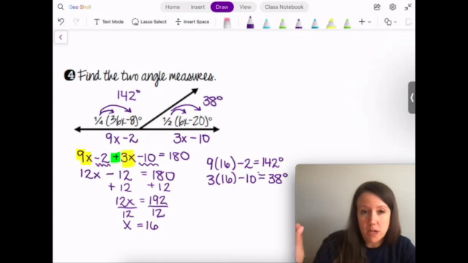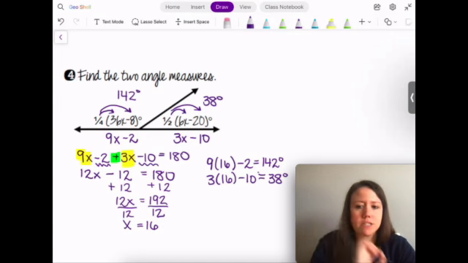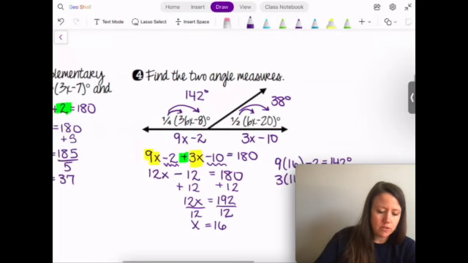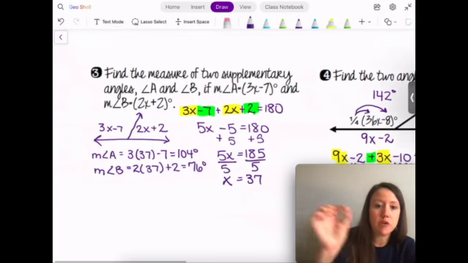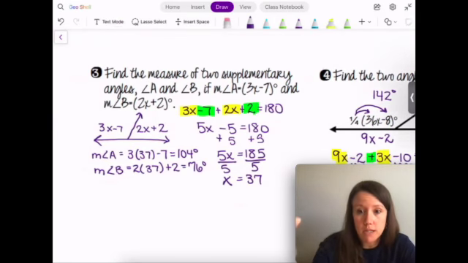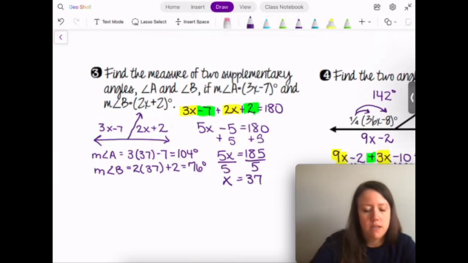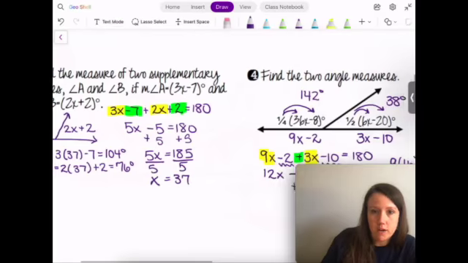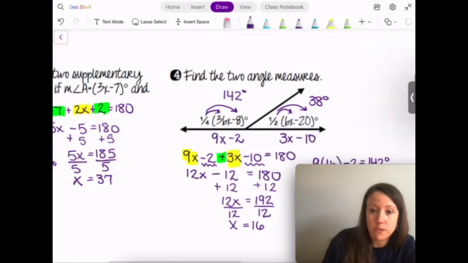One last thing before I end the video. Remember, just simply type it in your calculator to check. Does 142 plus 38 give me 180? Yes. I didn't do that on example 3, so let me go back real quick. Does 104 plus 76 give me 180? Yes. Okay, now I can feel confident that I know how to find angle measures when they are supplementary.